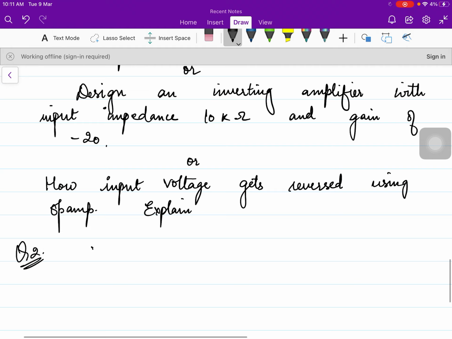Similarly, you might be asked to explain the non-inverting configuration, or you might be asked to design a non-inverting configuration where the values of gain will be given to you and some input impedance might be given to you. Similarly, you must explain non-inverting amplifier. This is important.